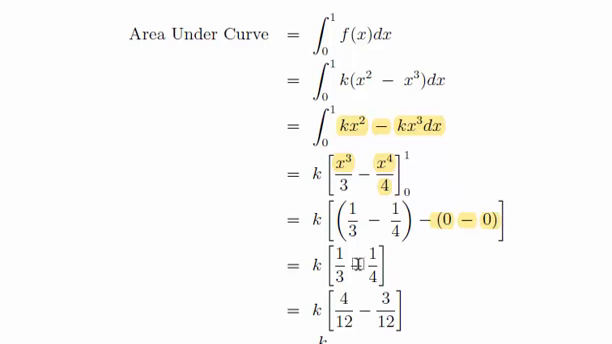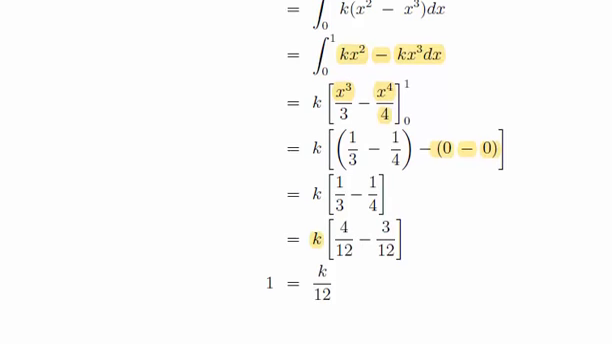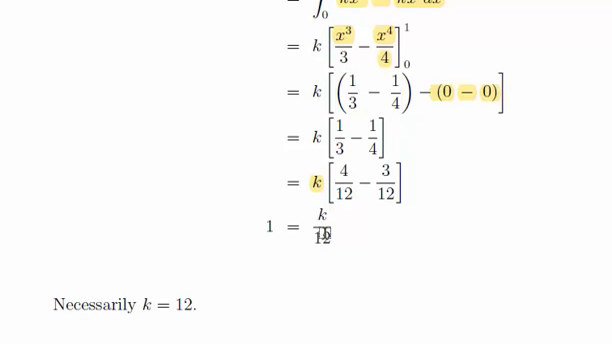So what we are left with is 1/3 minus 1/4, which is equivalent to 4 over 12 minus 3 over 12. Now don't forget about k here. So we have k times 4 over 12 minus 3 over 12. That is equal to k over 12, or k times 1 over 12. Now remember, k times 1 over 12 is the area under the curve, which is by definition what this should evaluate to. So necessarily k is equal to 12. So 12 over 12 will give you 1. That's the answer to the first part.